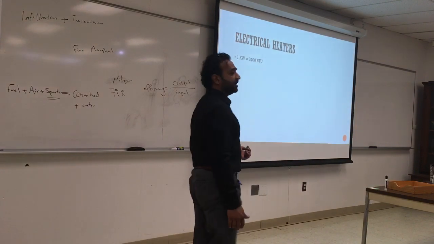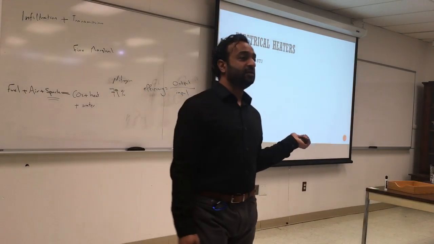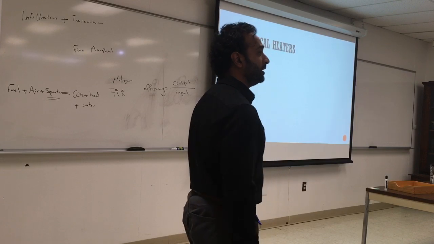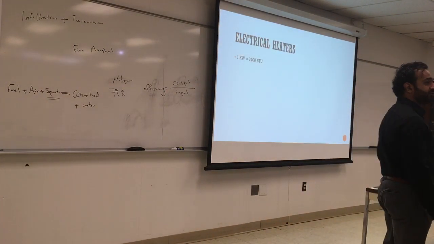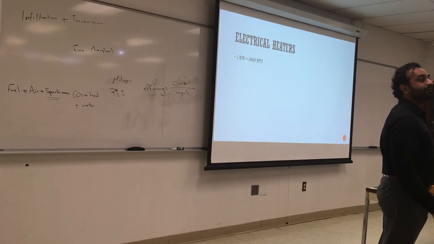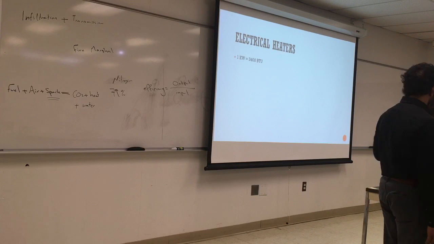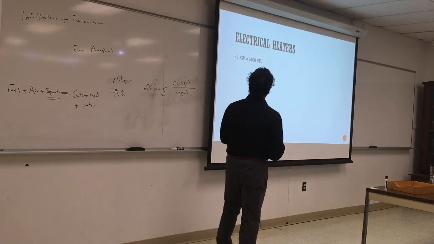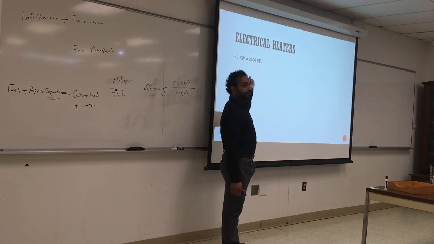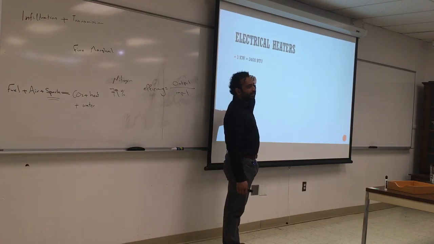So the first thing is the electrical heaters. This is the cheapest way to put heat into your house. When I say it's the cheapest, what am I referring to? Installation. Running cost, it's going to really put a hole in your wall. It's going to be expensive. So 1 kilowatt will give you 3,400 BTUs, which will be enough to heat a medium-sized room.